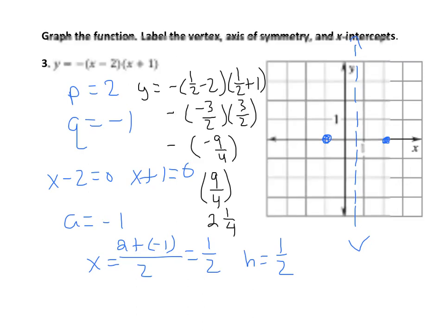You should get 9/4, which for graphing is 2 and 1/4, so you'd go to the axis, so you know the point. Now the vertex is (1/2, 9/4). So you go 1/2, 2 1/4, connect it to the vertex. So let's try another example.